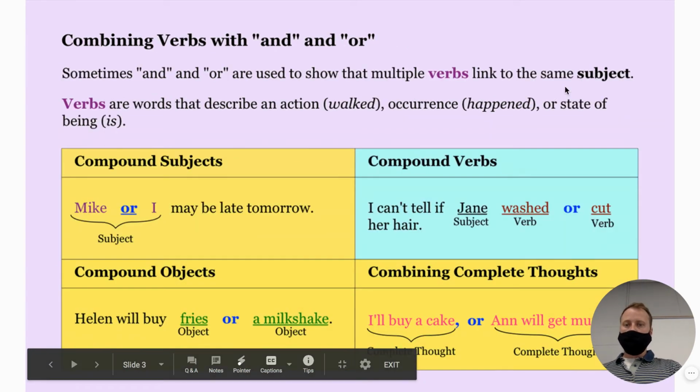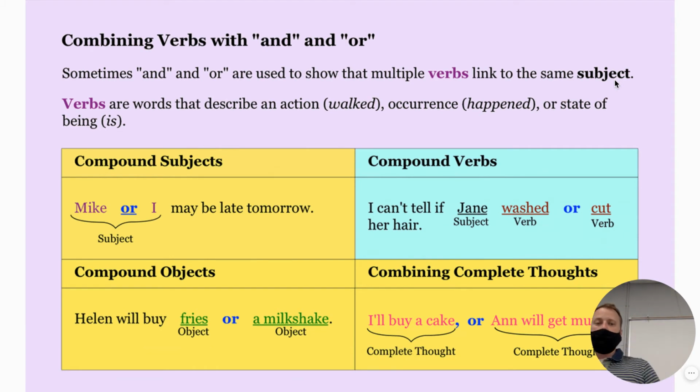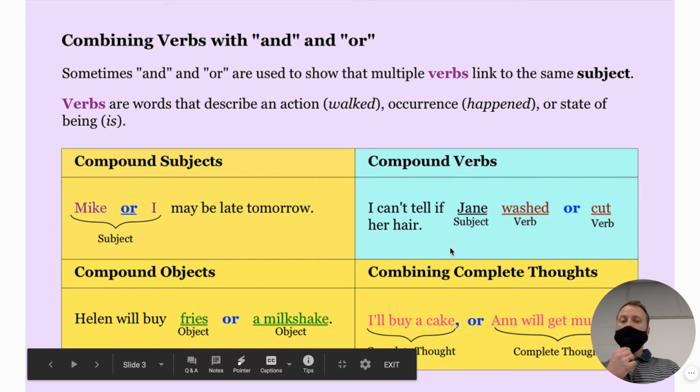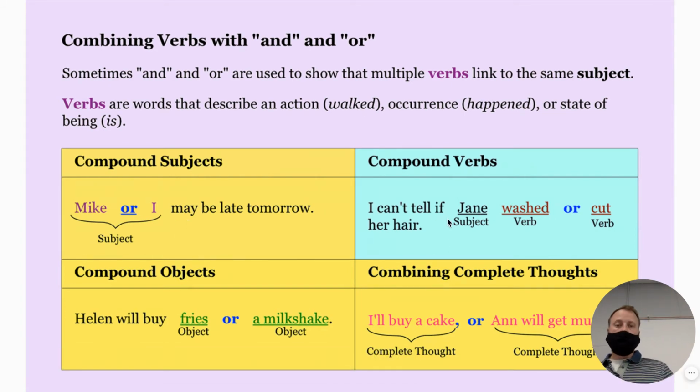Let's get another example. Here are four different things that it can connect. Sometimes and or or are used to show that multiple verbs link to the same object. In the top left here, we see compound subjects. Mike or I, or Mike and I, may be late tomorrow. No comma. Compound verbs. We can also have this with verbs. I can't tell if Jane washed or cut her hair. The subject in this sentence is Jane, and the verb is that Jane either washed or cut her hair. Okay?